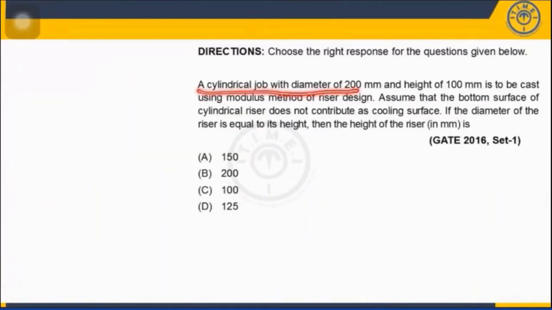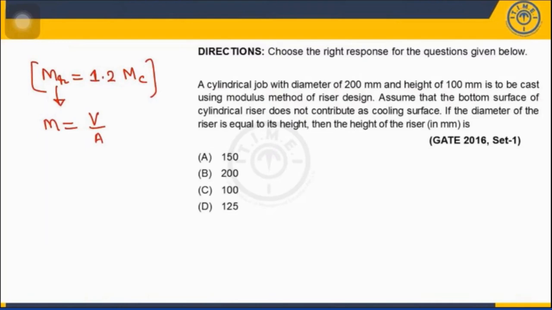A cylindrical job with diameter 200 mm and height 100 mm is to be cast using the modulus method of riser design. There are various methods of riser design. In the modulus method, the modulus of riser is 1.2 times the modulus of casting. Modulus is nothing but the volume by area ratio. You have to calculate the diameter of the riser.